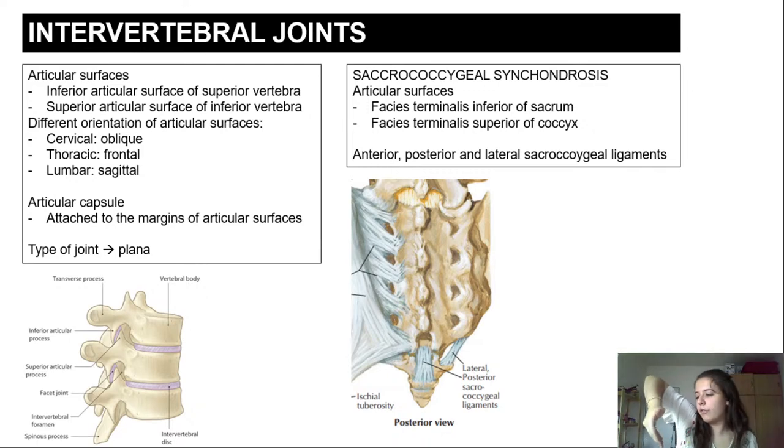So if this is the common position of the coccyx, where the tip is into the birth canal when we're giving birth, when in labor, it is going to go back thanks to the ligaments. So just as a tip for remembering, there have to be some ligaments.